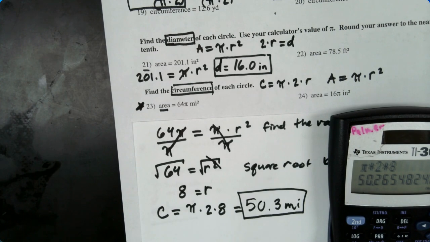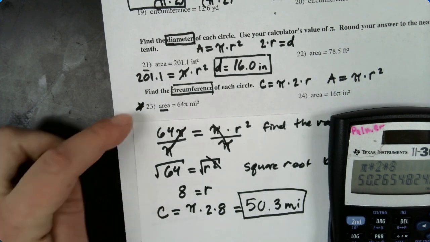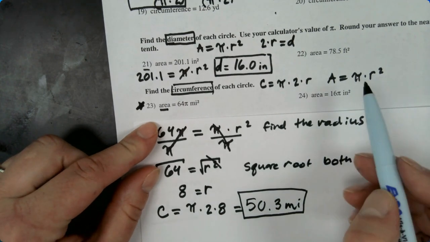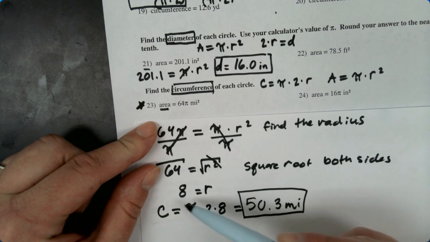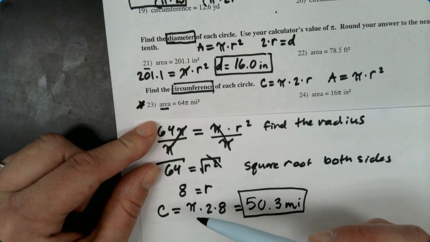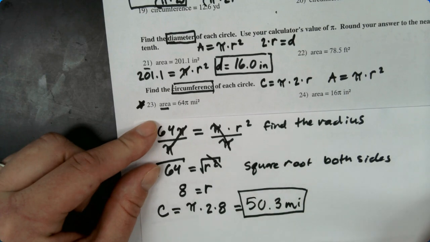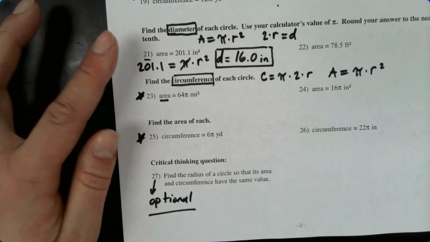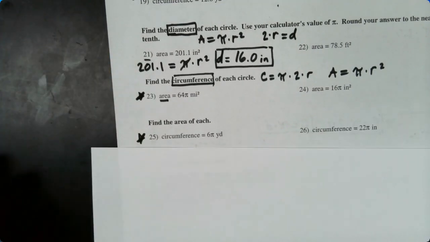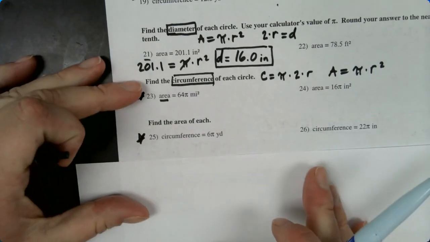Okay, are you doing okay there? So you're going to follow the same pattern to do 24. You're going to find the radius and then plug it back into the circumference equation and find the circumference. Okay, all right, let's do 25 together, and then I'll let you work on the rest of them.